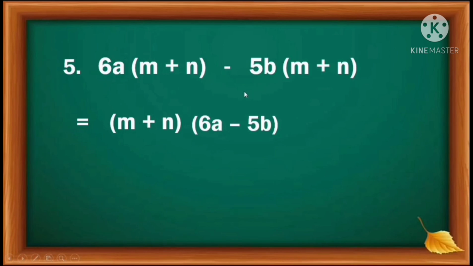So it's as simple as that. The common factor is m plus n. Kopyahin na kaagad natin yun. And then the remaining factor is 6a minus 5b. So the factor of 6a times the quantity m plus n minus 5b times the quantity m plus n is, or are, m plus n and 6a minus 5b. So this is going to be the final answer.